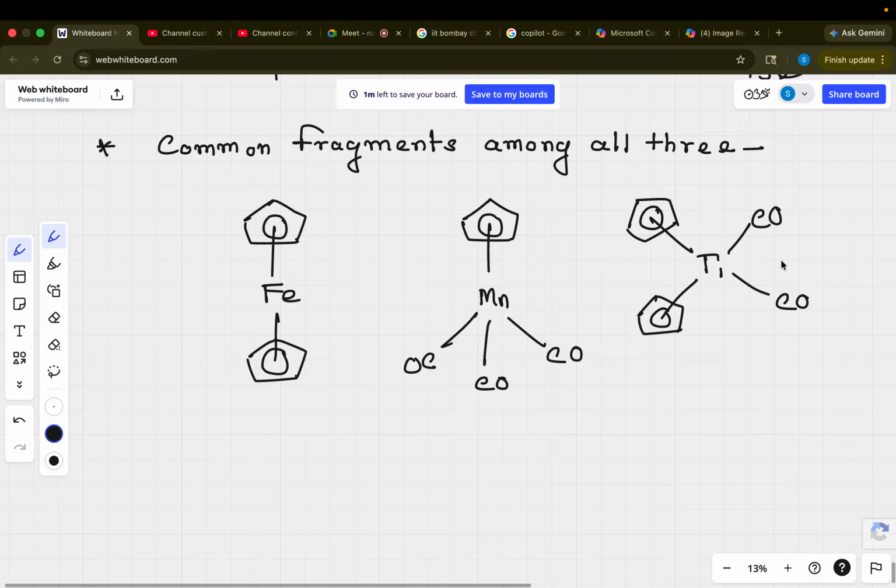So you have to just mention what is the common fragment among all these three complexes. What is the common fragment in all these three complexes? That you have to find out, identify. Okay, do it.